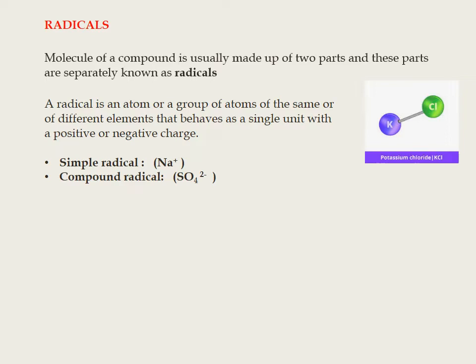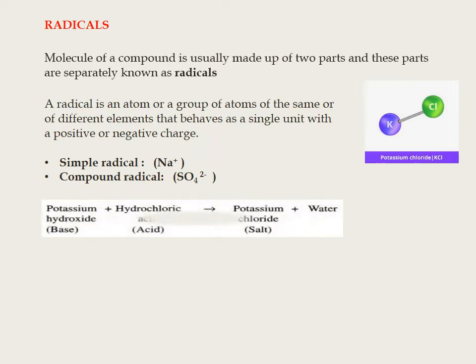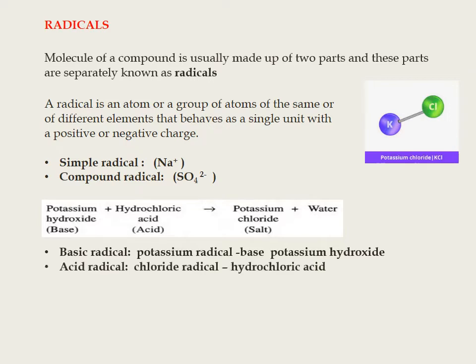Note, an acid reacts with a base to produce salt and water as a result of neutralization. So potassium hydroxide, which is a base, plus hydrochloric acid gives potassium chloride, a salt, plus water. In the formation of potassium chloride, the potassium radical has been contributed by the base potassium hydroxide and is therefore called basic radical. The chloride radical has been contributed by hydrochloric acid and is therefore termed as acid radical.